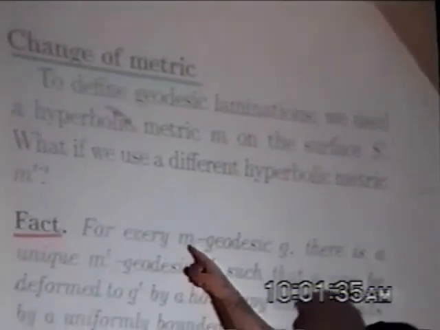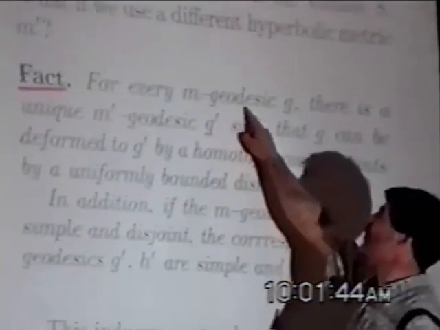Well, then nothing changes. I mean, this theory is metric independent. And the reason is that if I take another metric, there is a standard fact about negatively curved metrics: if I have a geodesic for the metric M, then I can associate to it in a unique way a geodesic for the metric M prime. The key word here is that something which is geodesic for the metric M is going to be quasi-geodesic for the metric M prime. So there is a unique M prime geodesic which is going to stay at bounded distance from G. In this way, I give you a natural correspondence between geodesics here and geodesics there.